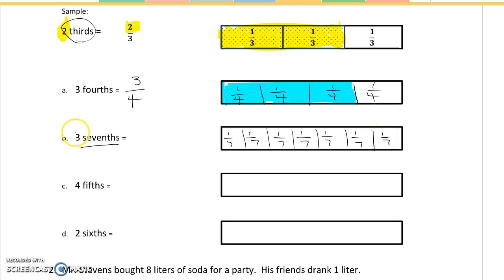And how many do I have to shade? 3. So I'm going to get a new color here and fill in 3. And then I'm going to write my fraction. 3 are shaded over the total number of pieces, which is 7. So if you notice, 3/4 means 3 sections here are shaded, just like this 3/7 means 3 are shaded. But look how different the amount of space is that those 3 pieces take up. Interesting relationship you might notice.